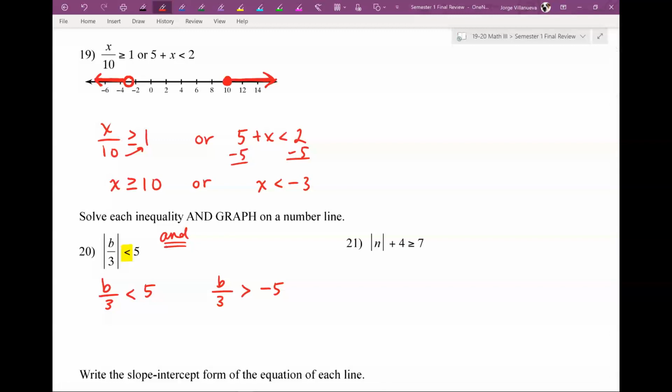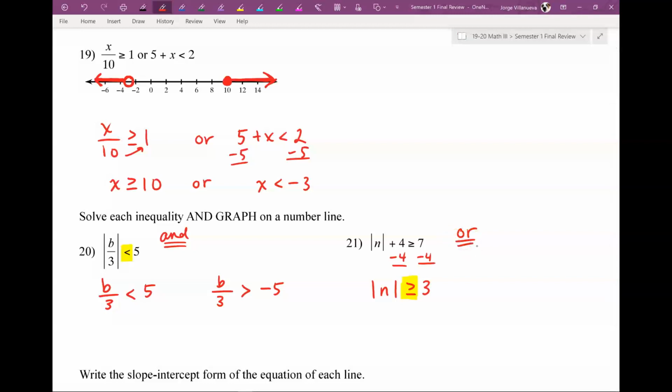Okay, really quick, let's look at 21. If I subtract 4 from both sides, I just want to do this really quick for us. Absolute value of n greater than or equal to 3. Notice how this points away from the inequality. That means this is an or problem. That means they should be going in opposite directions.